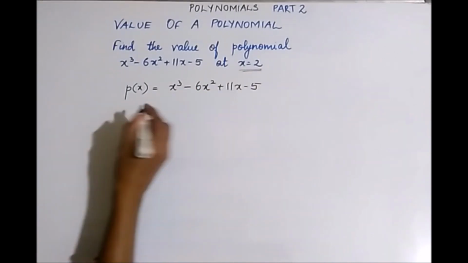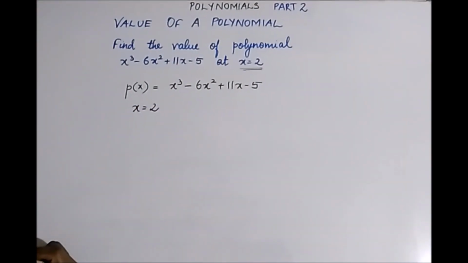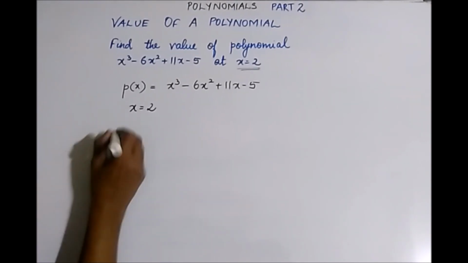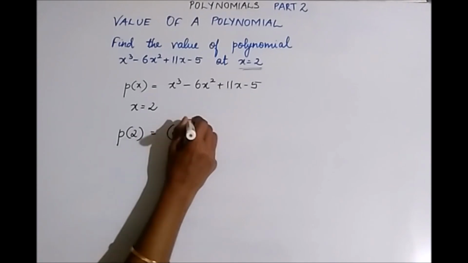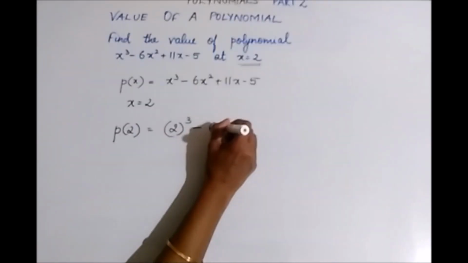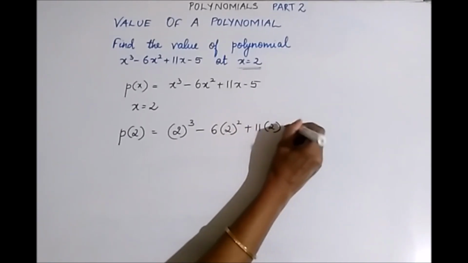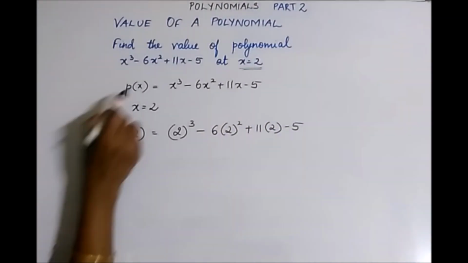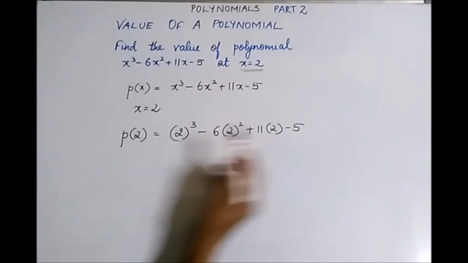Now it is given to us that x equal to 2. By substituting x equal to 2, we will get p of 2 is equal to 2 cube minus 6 into 2 square plus 11 into 2 minus 5. What have we done here? In place of x we have written 2.